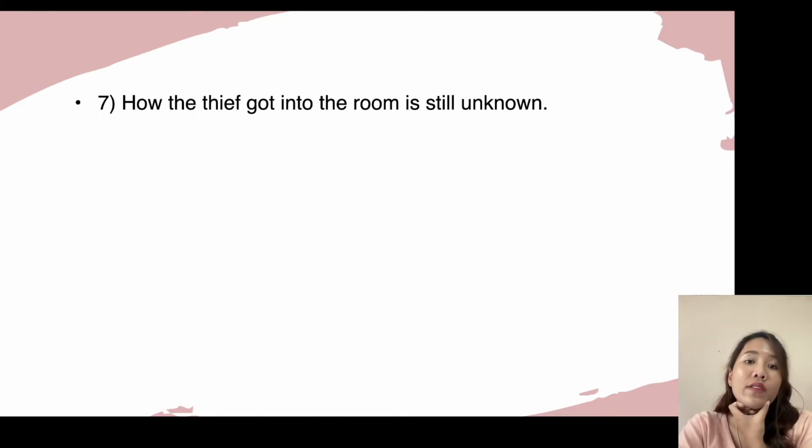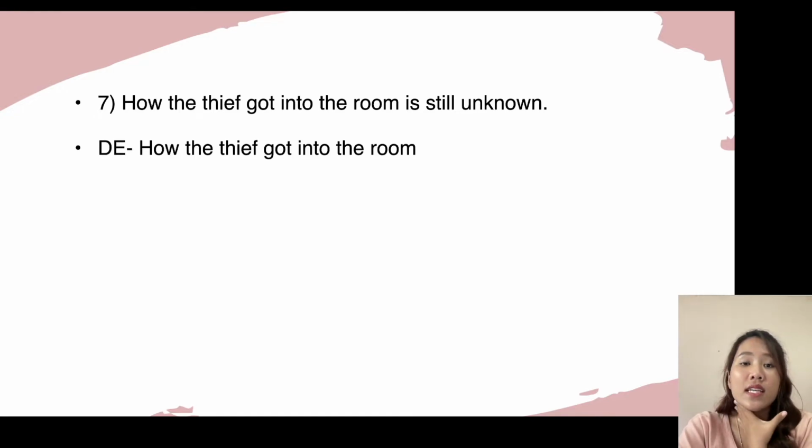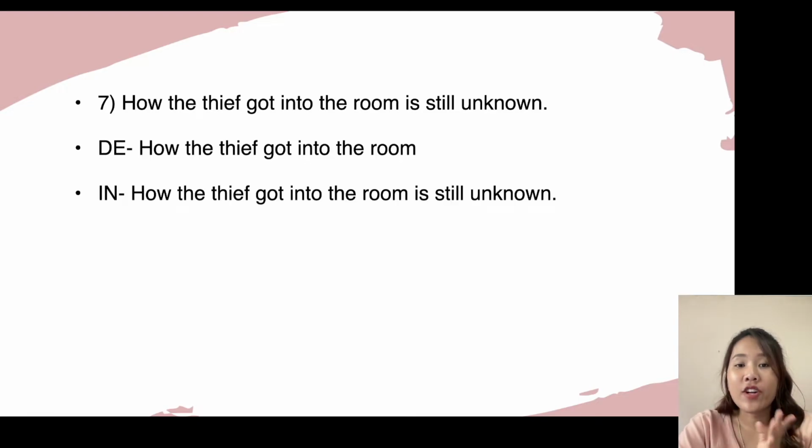So how the thief got into the room is the dependent clause. And how the thief got into the room is still unknown, the whole sentence, we classify it as independent clause. So as you can see, how the thief got into the room is a nominal clause. The dependent clause functioning as a nominal clause, functioning as a subject in this independent clause. So altogether, it is the complex sentence.